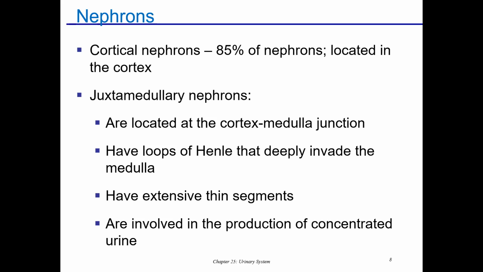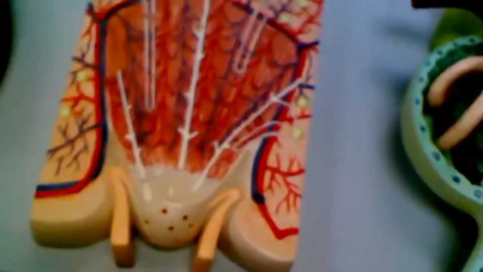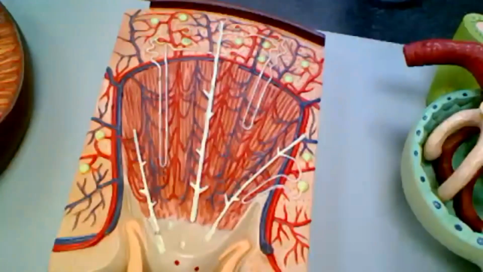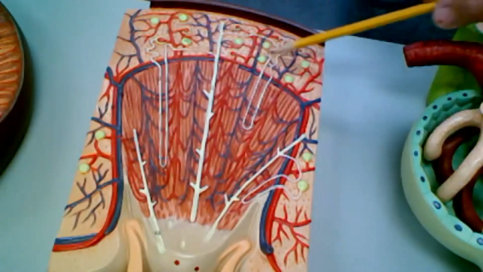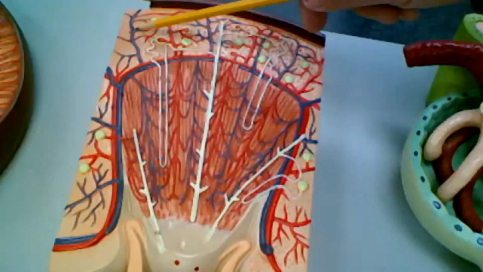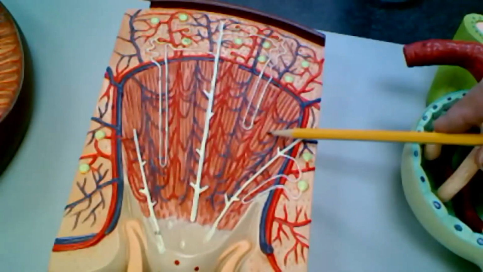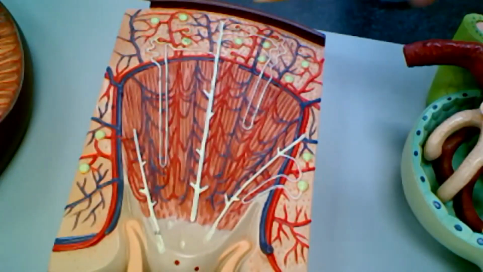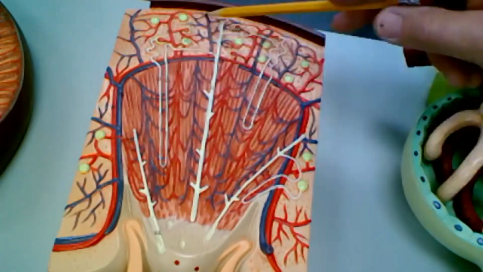Okay, now most of our nephrons are located in the cortex of the kidney. If you remember, the cortex is the outer region of the kidney. If we look at our model here, we look over here at the kidney model, we can see that the cortex is this region along in here. There's the capsule. This is the cortex. This is the medulla. The renal pyramids are always the medulla. And these things are all nephrons.